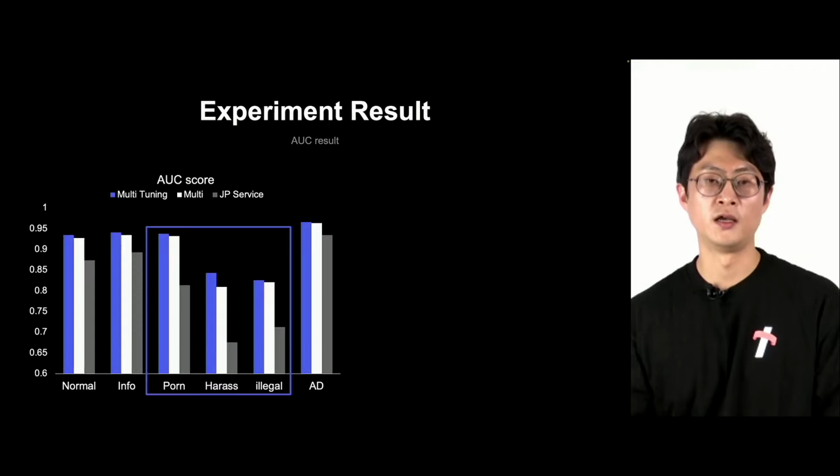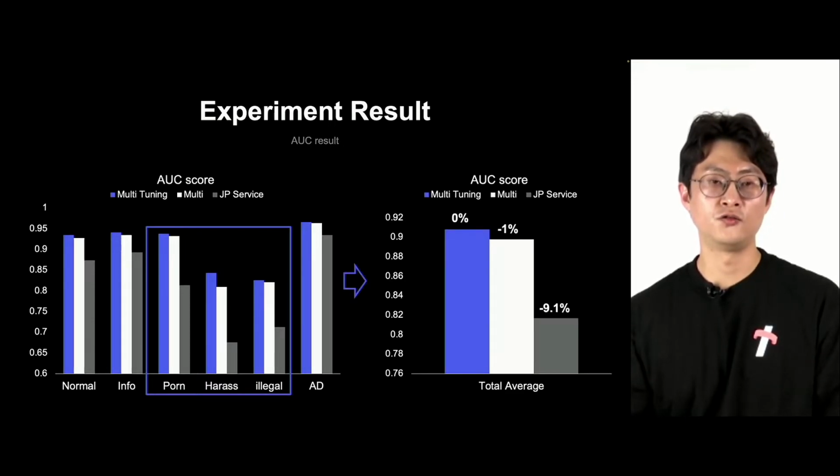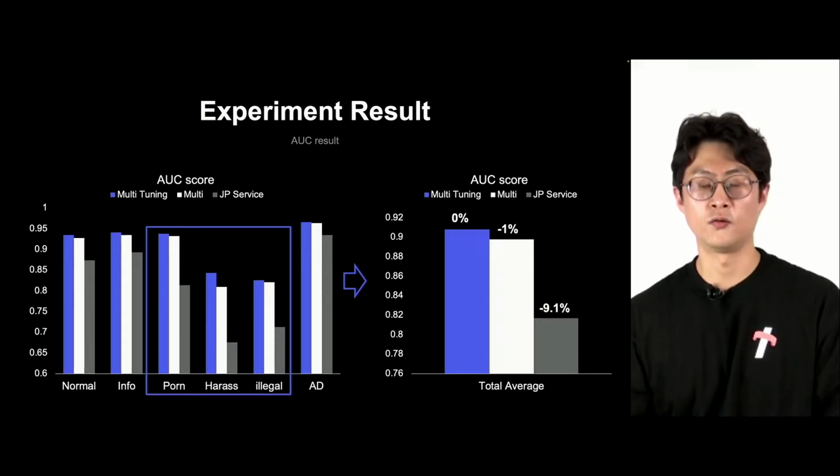The large model showed a higher performance compared to the current servicing model. And looking at the overall average compared to the current service model, the tuning model had 9.1% higher performance, and it had a 1% performance advantage over the non-tuned version.